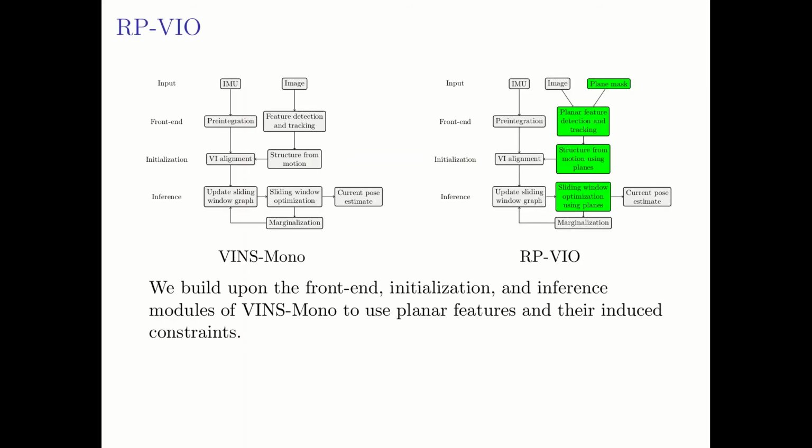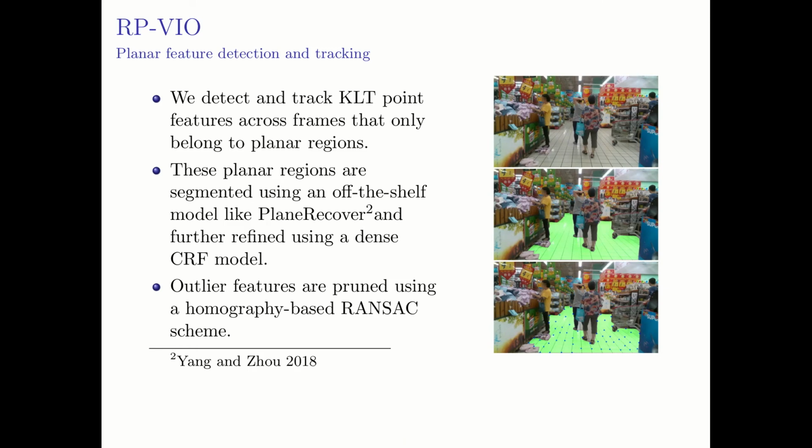To implement our system, we build upon VINS-Mono. We modify its front-end, initialization and estimation modules to use only planar features and their induced constraints. In the front-end module, we detect and track KLT point features across image frames that only belong to the planar regions. These planar regions are segmented using an off-the-shelf plane segmentation model like PlaneRecover, whose plane segmentation masks are further refined using a dense CRF model. Any outlier features arising from inaccurate tracking or segmentation are pruned using a homography-based RANSAC scheme.